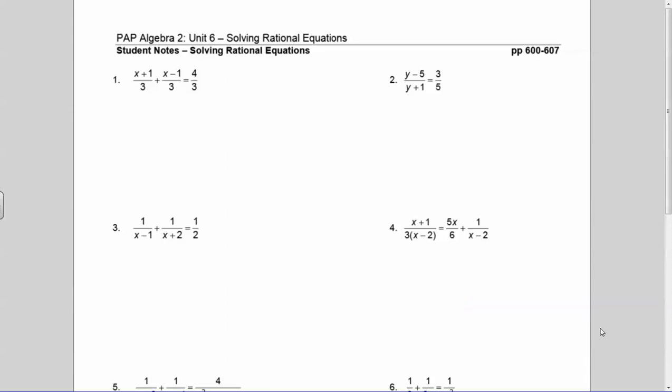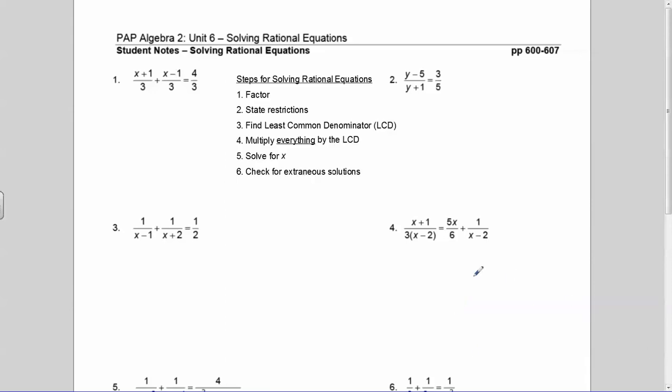So before we get started, I want to look at some steps for solving rational equations. This will help you organize your thoughts as you work through these types of problems. So as always, when dealing with rationals, we are going to factor. Second, you want to state any restrictions. Third, you will find the least common denominator. Our fourth step is to multiply everything by the least common denominator. You will then solve for x, and finally check for extraneous solutions. You saw extraneous solutions with radical equations, and we get them here again.